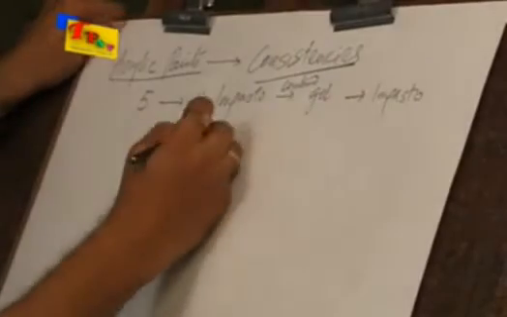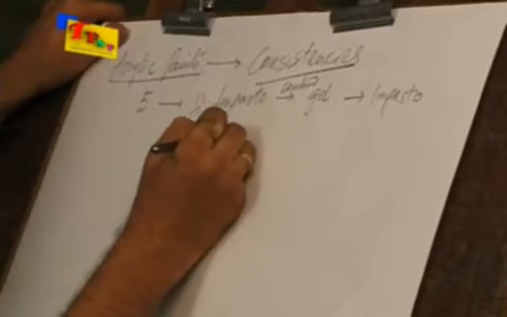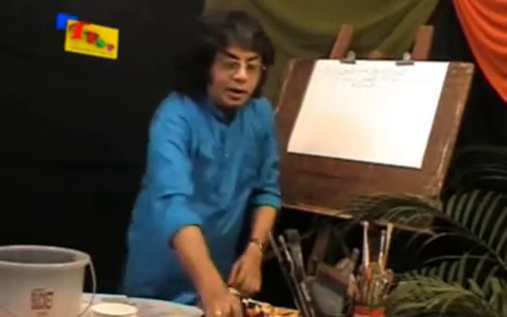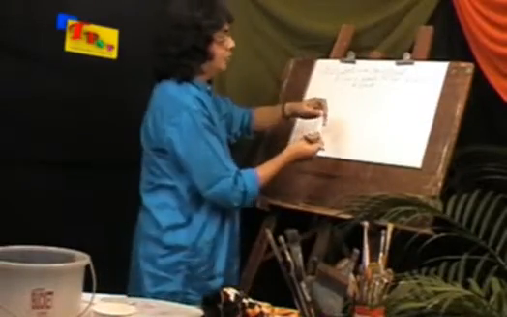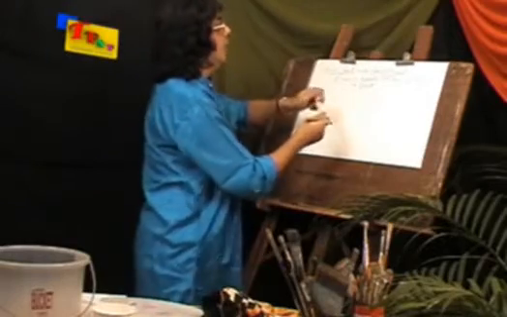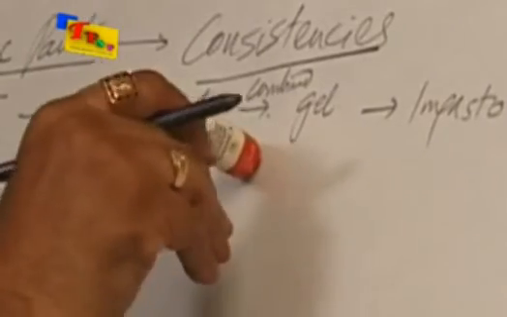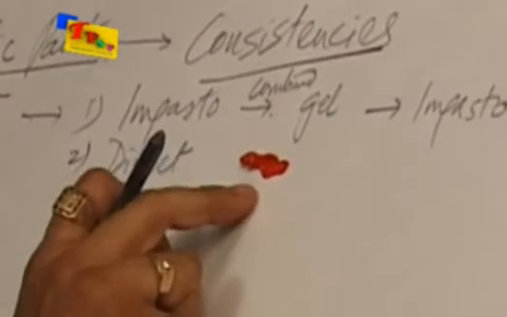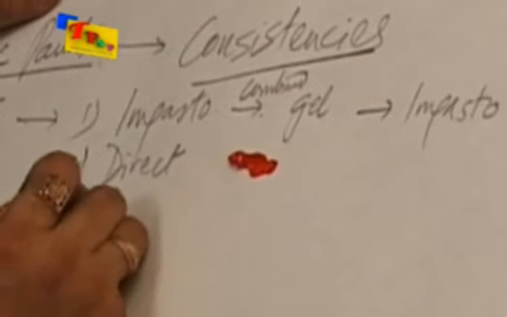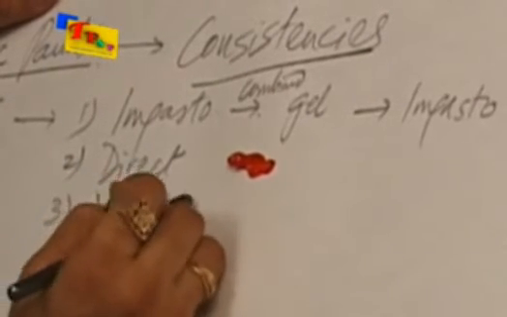The second consistency is direct. That is, when I take acrylic paint from a tube like this and apply it directly, I get a particular feel, and when this is allowed to dry, acrylics will dry and harden here itself without any change of form or shape. The third consistency which you can obtain with acrylics is melted ice cream consistency.